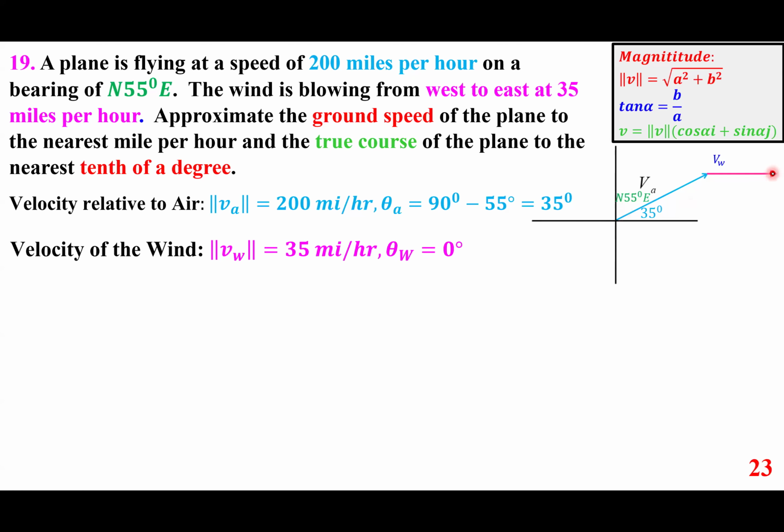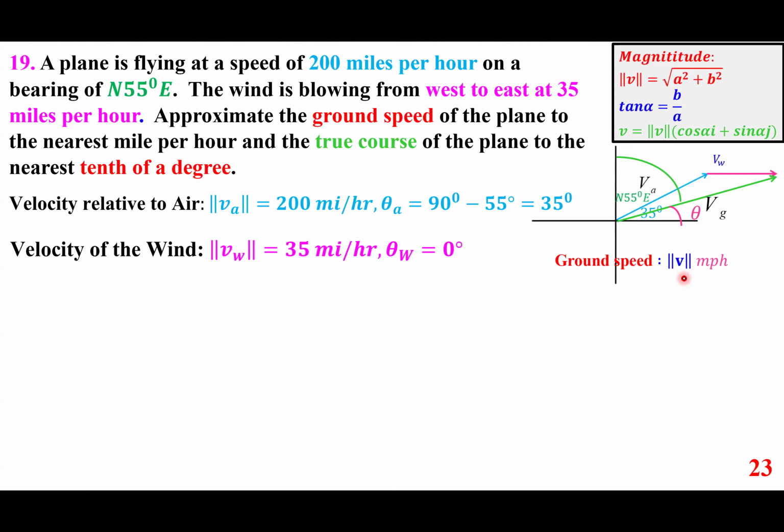So we're going this way. That is the true course. This makes some sort of an angle with the x-axis or the i vector, and this is v sub g, that means the velocity with respect to the ground. And so the ground speed has some magnitude, miles per hour, and this is the angle that gives us north, that angle east, the true course.